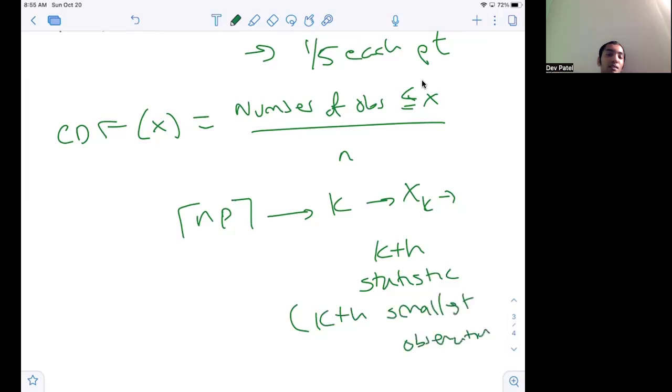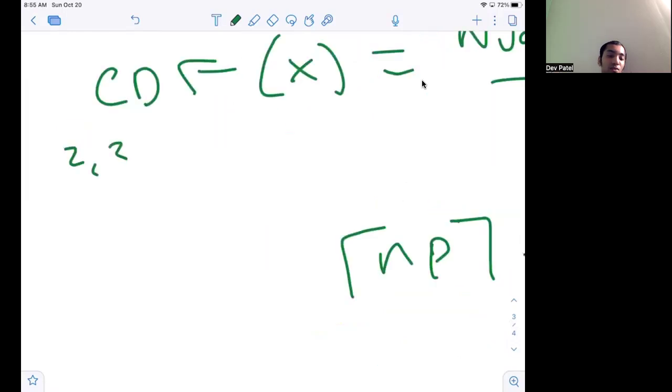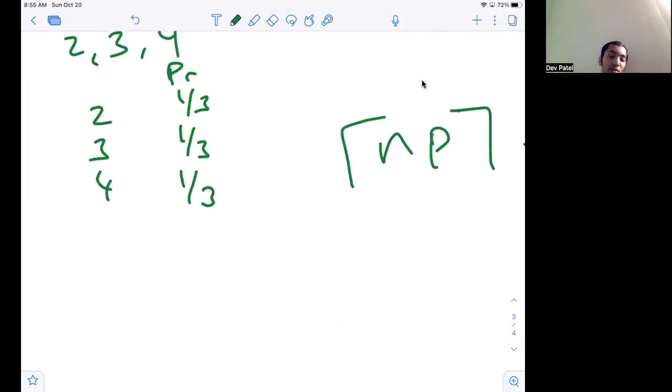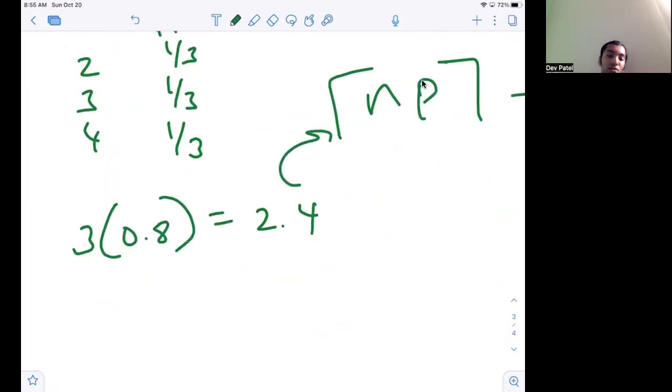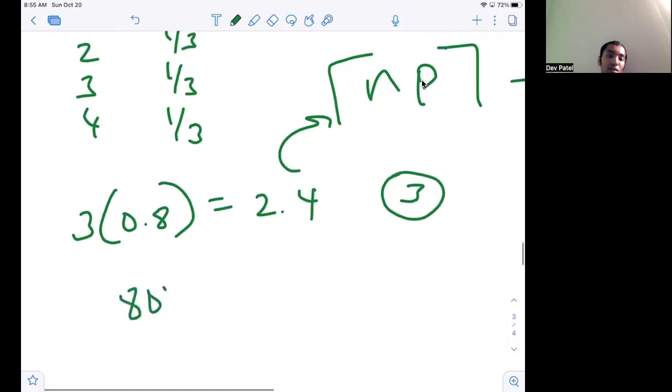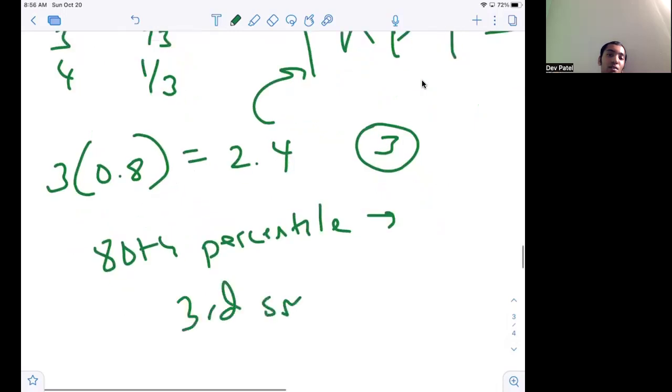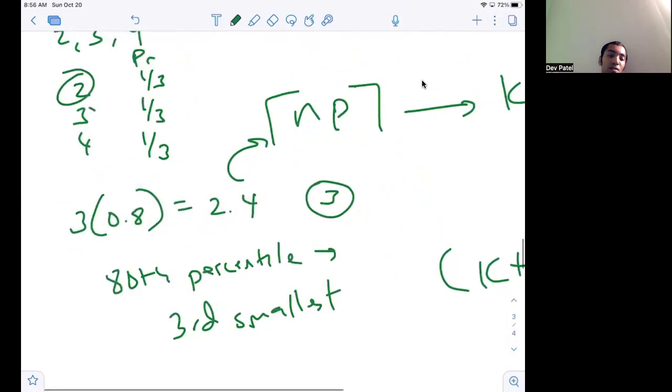So just as an example, let's say we have 2, 3, 4, right? Each of these probabilities is 1/3, 1/3, 1/3. Let's say we want to see what's the CDF of 3, or what's the, I guess, the 80th percentile. What we would do here is 3 times 0.8, right? The 80th percentile. We get this to be around 2.4. We would take the ceiling of that. Ceiling of that is 3. And so we get that the 80th percentile is the third smallest value. So the third smallest value is 1, 2, 3.